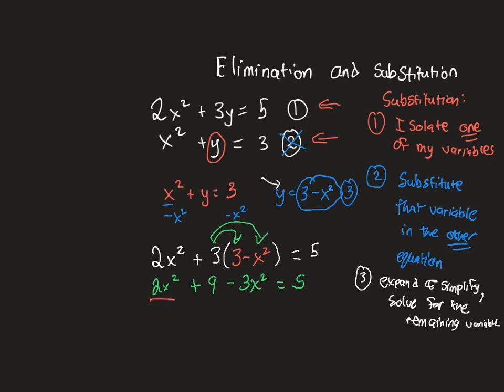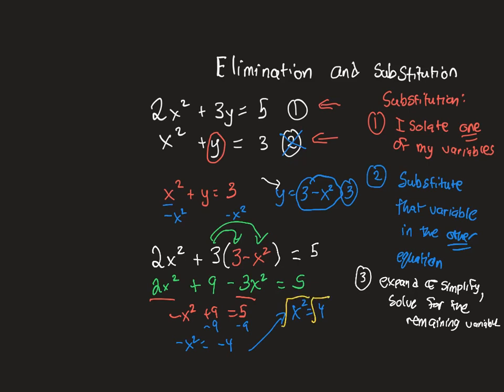We want to collect our like terms, so I have 2x squared and minus 3x squared. They both have an x squared, which means we can collect them. So 2 minus 3 will be negative x squared. I want to get rid of everything that's bothering my x, so the next thing is you want to get rid of the plus 9 by subtracting 9 from both sides. It's going to give me minus x squared is equal to minus 4. Now at this point you can divide both sides by the negative, making it x squared is equal to positive 4. And then finally take the square root of both sides.